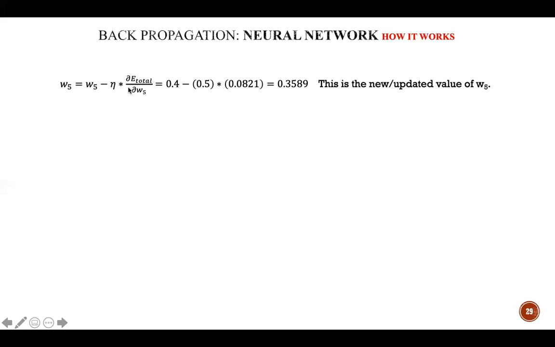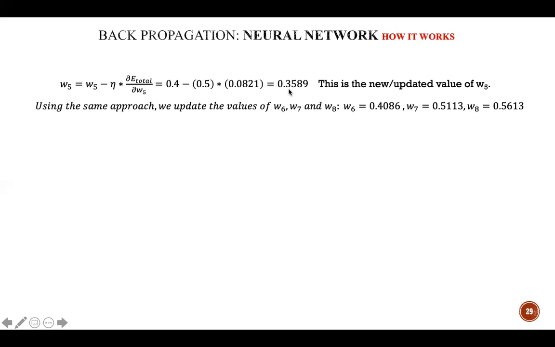What is partial E over partial W5? It was this number that we have calculated. So you do your calculation here, and it gives you 0.3589. So this is the new, or the updated, value of W5. So you fine tune, or update, your W5 from 0.4 into this new number.